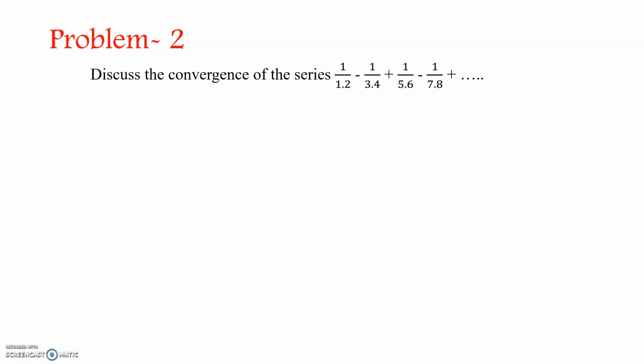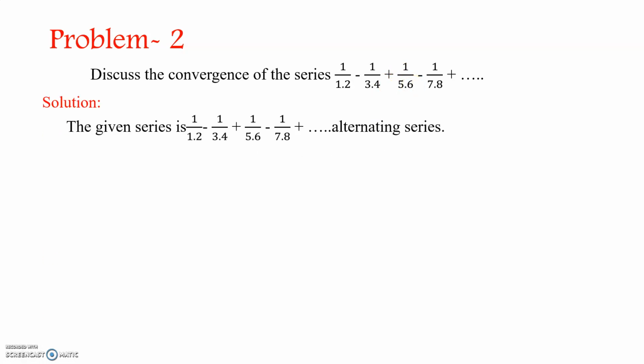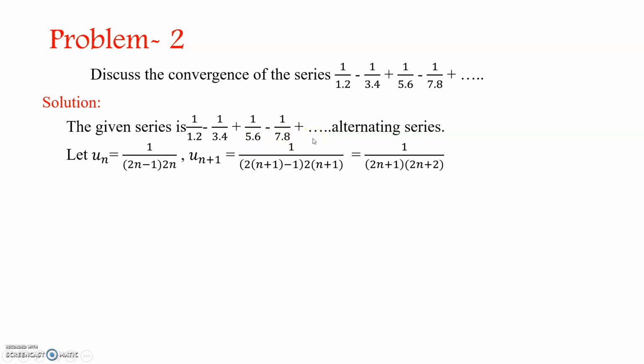Discuss the convergence of the series 1 by 1 into 2 minus 1 by 3 into 4 plus 1 by 5 into 6 minus 1 by 7 into 8 plus etc. Solution. The given series 1 by 1 into 2 minus 1 by 3 into 4 plus 1 by 5 into 6 etc. is an alternating series. Let us consider un is equal to 1 by 2n minus 1 into 2n and un plus 1 is equal to 1 by 2 into n plus 1 minus 1, 2 into n plus 1. So we get 1 by 2n plus 1 into 2n plus 2.